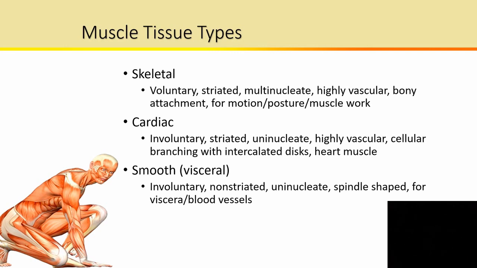We know that smooth muscle is non-striated. It doesn't have stripes across it. So when we looked at it in the microscope, it looked a lot like many other cells. It's uninucleate. It's more spindle shaped. It's wide in the middle and very narrow and pointed at the ends. And again, we know smooth muscle is for viscera and blood vessels. Viscera also, where smooth muscle is very important, is in the GI tract.